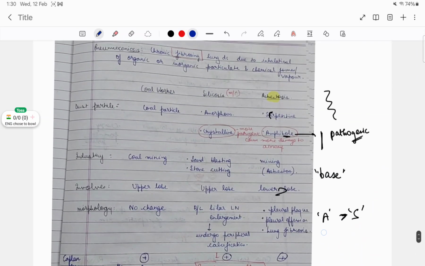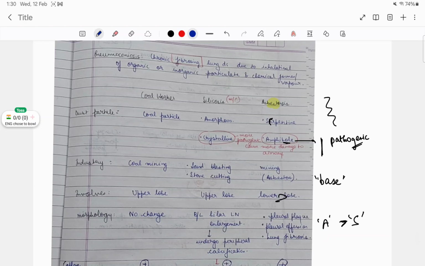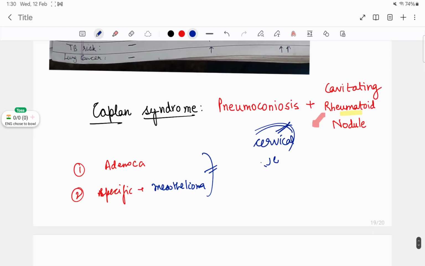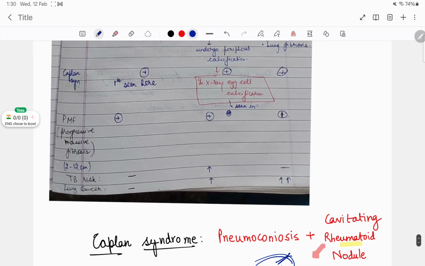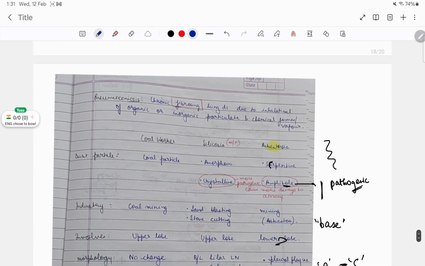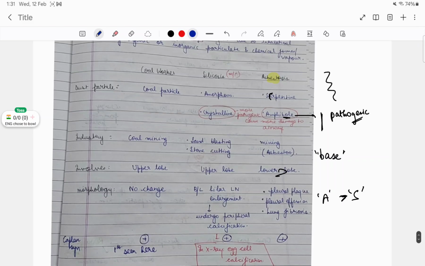So what things have we understood? Asbestosis, that is two types of particles, serpentine, amphibole. Amphibole is more pathogenic. It involves the base, that is the lower lobe. It is associated with pleural plaques, lung fibrosis, pleural effusion, interstitial fibrosis, mesothelioma, which is more specific, and also associated with adenocarcinoma more commonly than squamous cell carcinoma. Now, TB risk is associated more commonly with silicosis. So these are all the points about asbestosis.